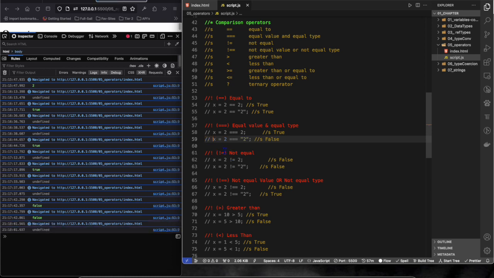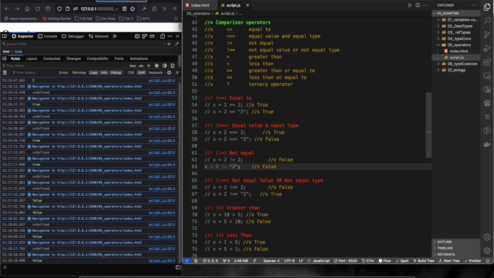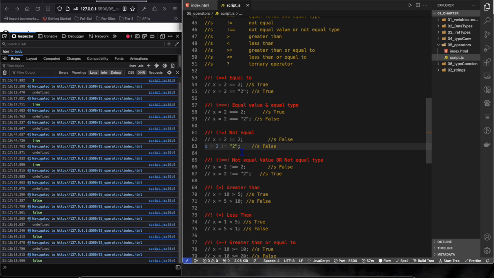Okay, so then we have the exclamation point and the equal sign, which is not equal. So we have x equals 2, not equal to 2, which will be false because it is equal to 2. Now we have x equals 2 not equal to a string of 2, and that will equal false because, well, it is equal. I'm sorry, it's not checking type, it's only checking equal value. So it is equal, so it will come up as false for that string.